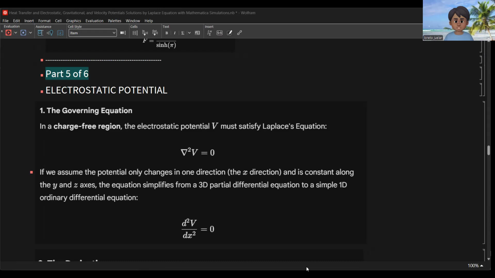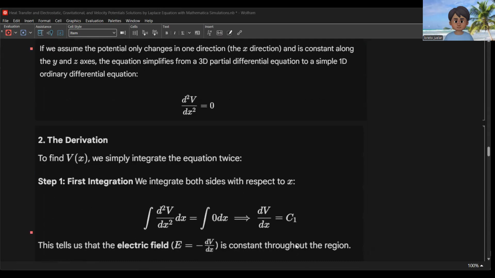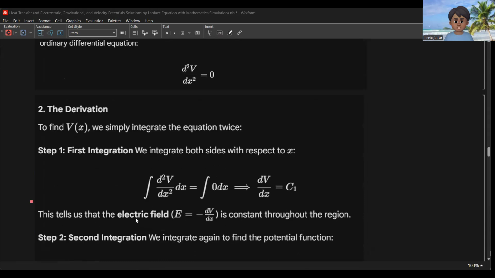So the second partial of V with respect to x is equal to 0. So we have the derivation here. To find V of x, we simply integrate the equation twice. First, integrate both sides with respect to x. So the integral of the second derivative of V with respect to x gives the first derivative, dV/dx equal to c sub 1. So this tells us that the electric field, equal to negative dV/dx, is constant throughout the region.